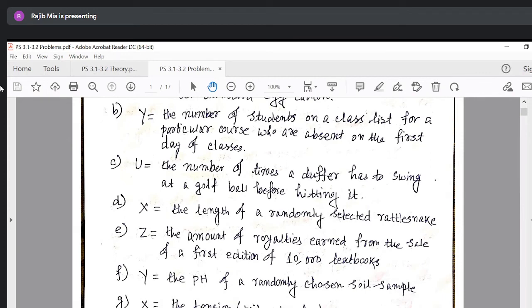So length can be negative? No, sir. Also, it is a snake, so length cannot be 0 either. So x should be greater than 0. So we can maybe check the average length of a rattlesnake. Then, greater than 0, x can take any value.